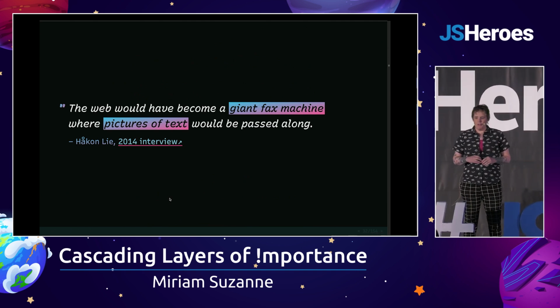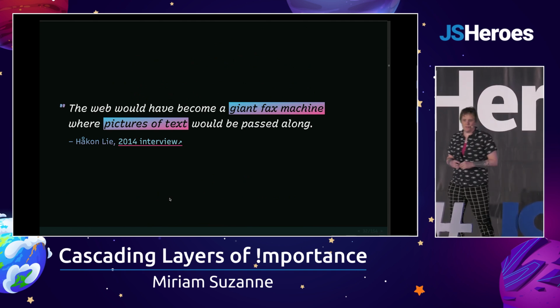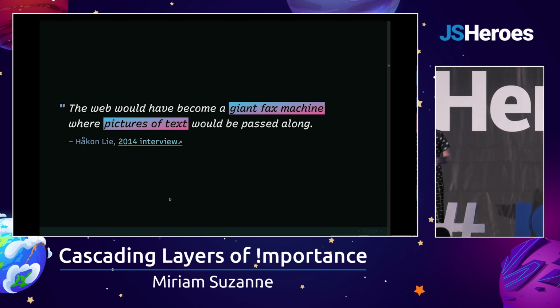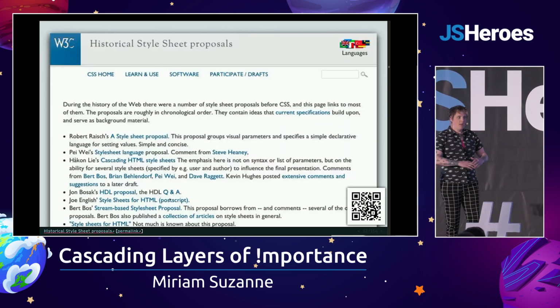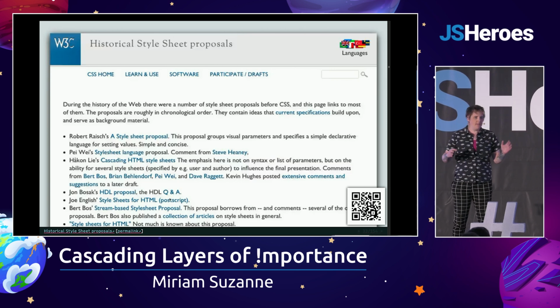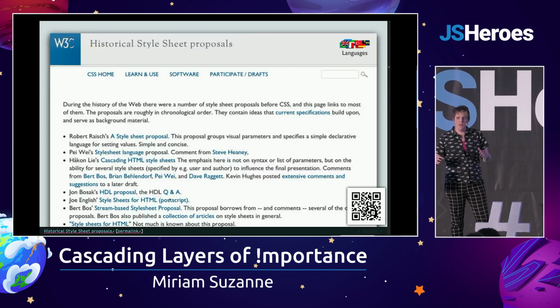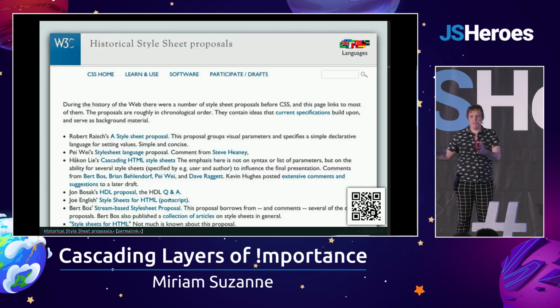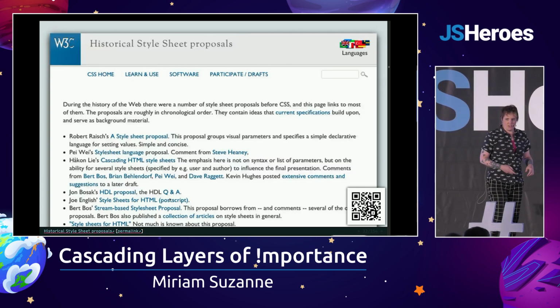The web could have become a giant fax machine where pictures of text would be passed along. This was a huge fear, and there's a whole range of proposals to solve the problem, all of them coming around 1993, 1994, trying to save the web from the image tag.